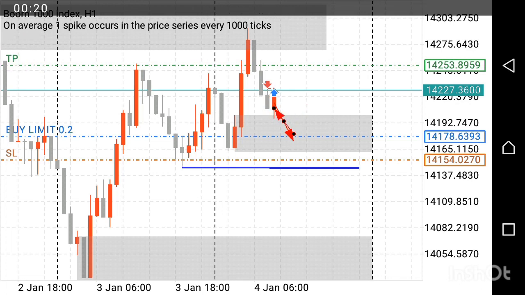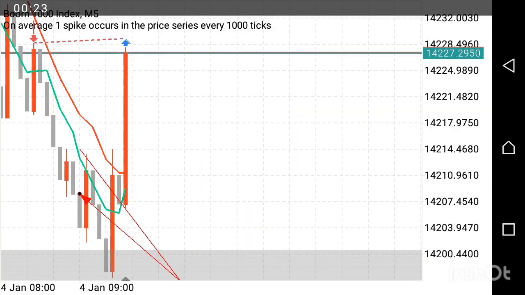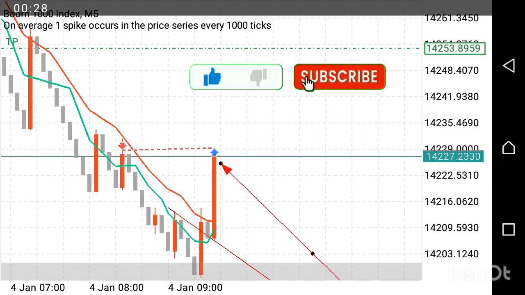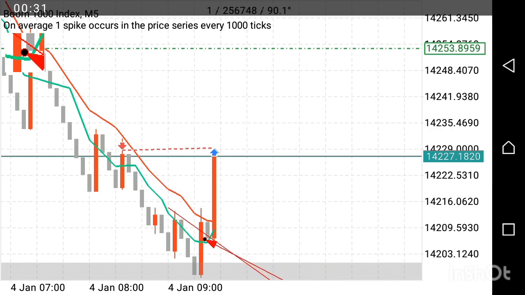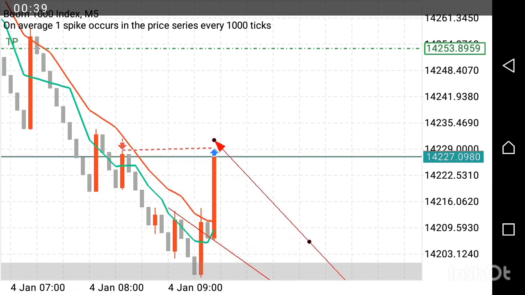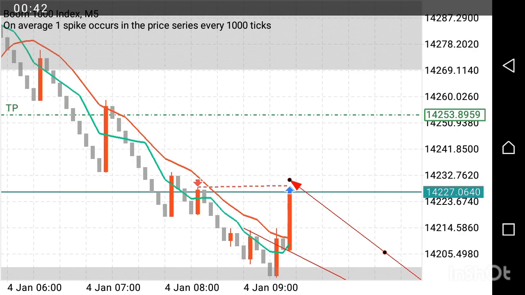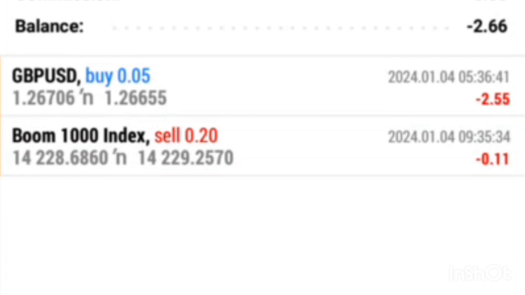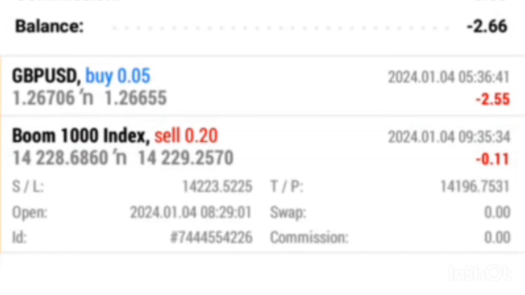Let me just show you on the lower time frame. Look at this last spike that happened. The spike happened here after tapping into our zone, and it shifted my stop loss that was somewhere around here, and I still took a loss. Let me show you. Look at this loss. I lost about 0.11 cents on this trade.